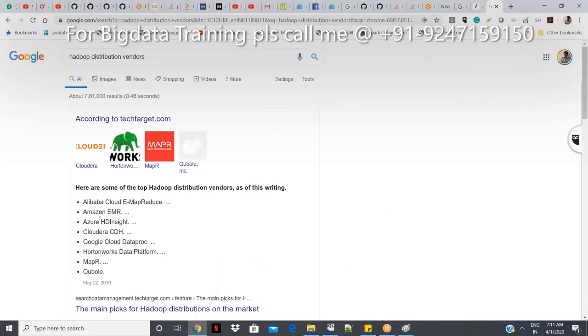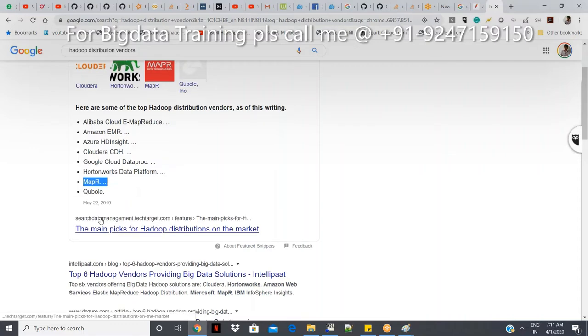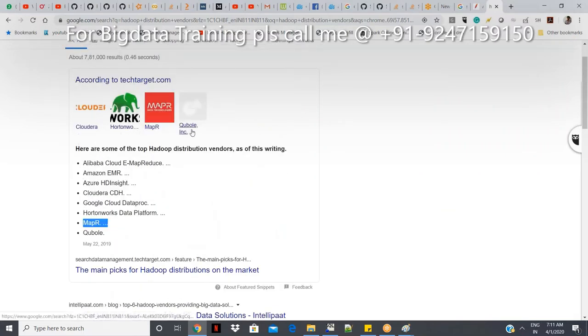What are all these technologies? Alibaba Cloud, it is in China. Amazon EMR, Azure HDInsight, Cloudera, Google Cloud, Hortonworks, MapR, Qubole, like this many, many other technologies are there.